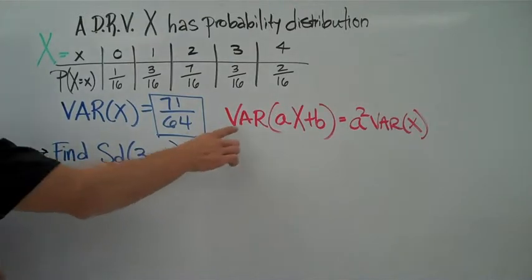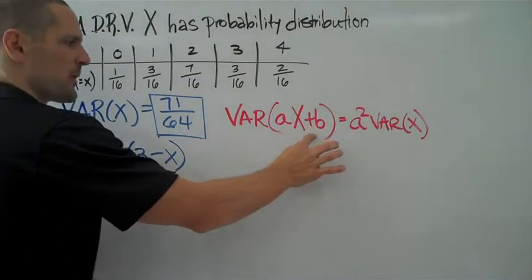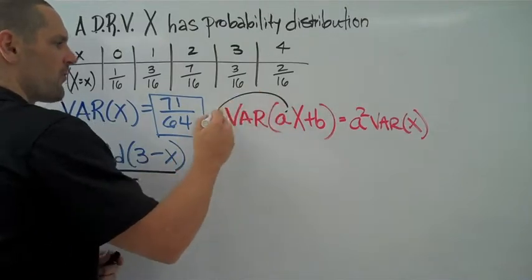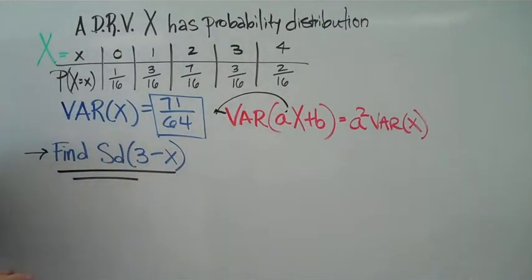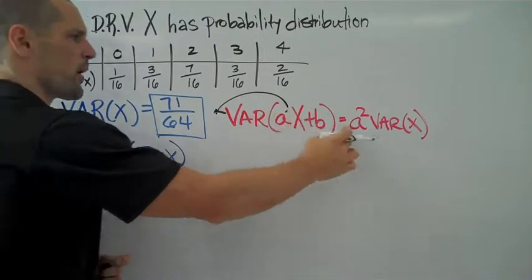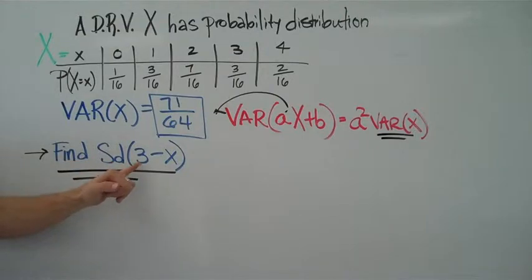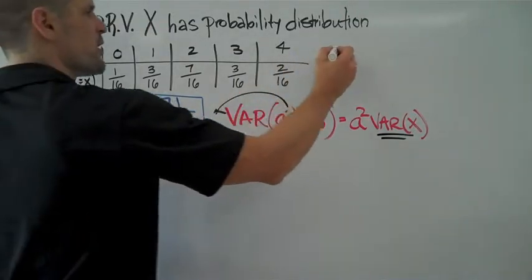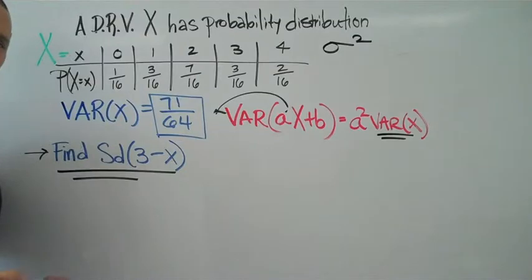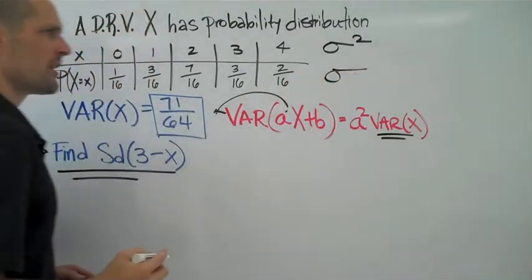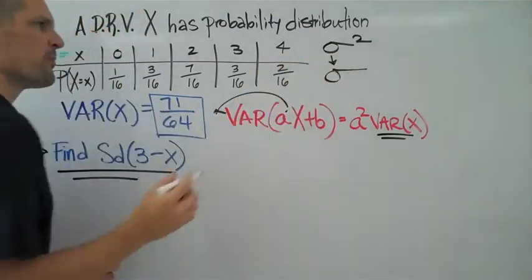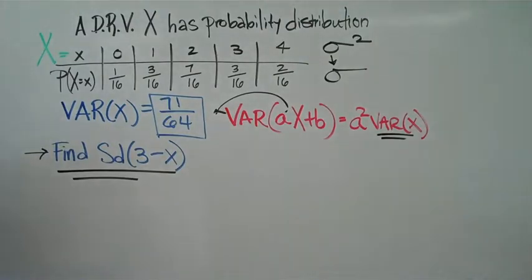Well, we also are using this principle. Variance of ax plus b equals, bring this a out in front. Remember, that's the coefficient of your discrete random variable. You're going to bring it up front and square it and multiply by the variance of x. Here's our new problem. Find the standard deviation of 3 minus x. Well, first, if we know that sigma squared is variance and sigma is standard deviation, we have to remember that to go from sigma squared to sigma, we simply take the square root.